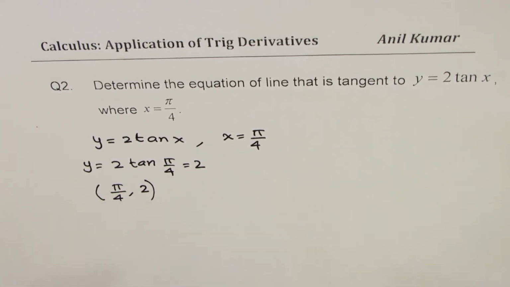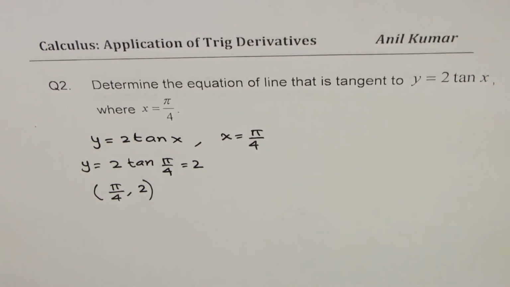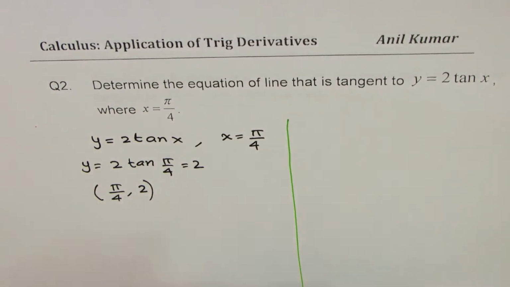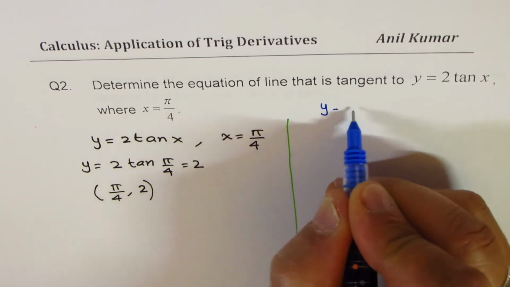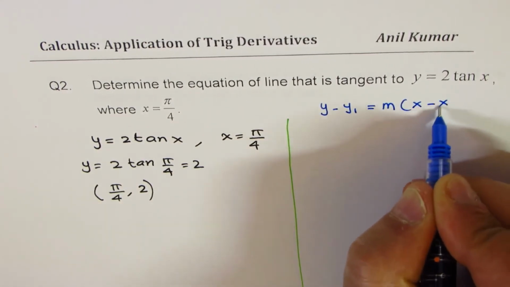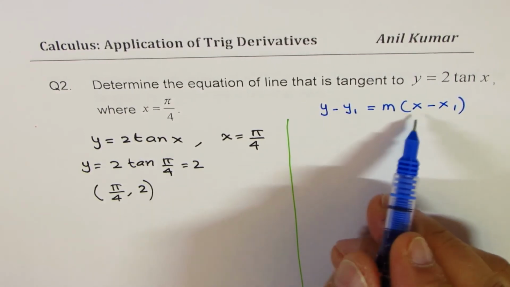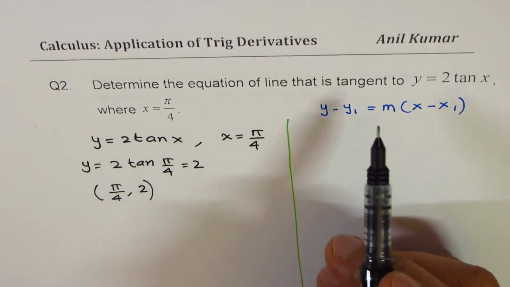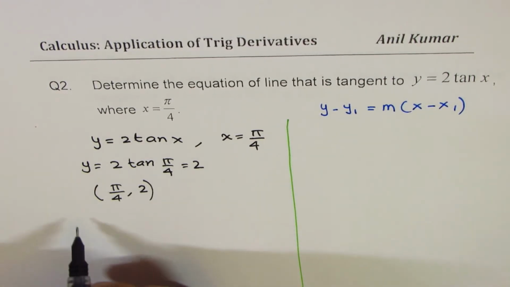It is kind of important to know this point since we are looking for the equation of the tangent line. And you know what the equation of the tangent line is. It is y minus y1 equals m times x minus x1. So you need both x and y values. It's a good idea to always find it first. Okay. Now we need the slope. So let's find the derivative.